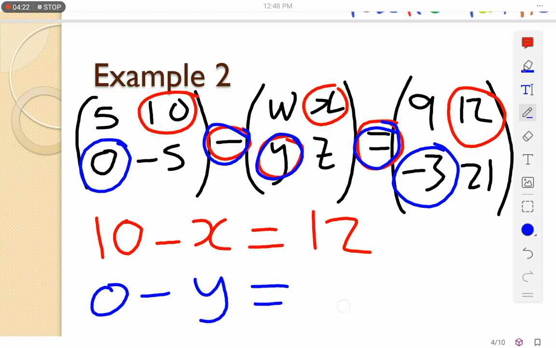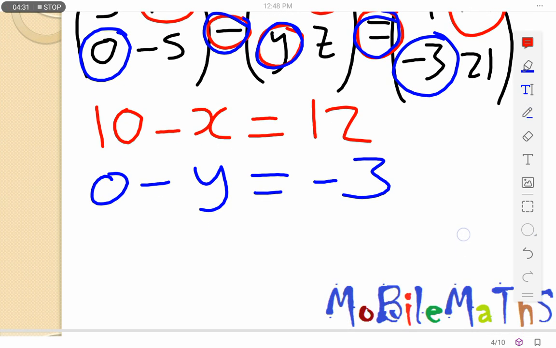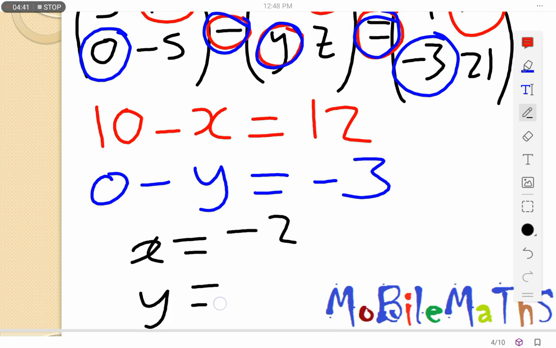So from these equations, we can easily find the values of x and y. Our value of x becomes x is equal to minus 2, and our y is equal to 3. So that's how we calculate. Let's see if we have another example.